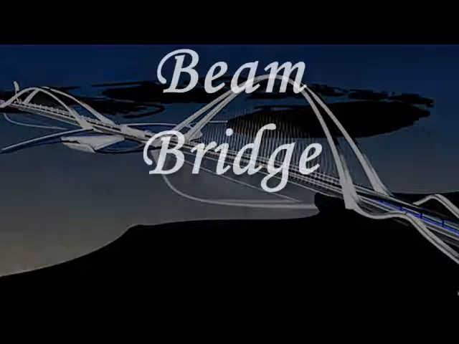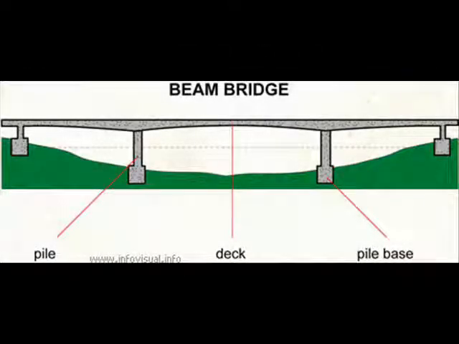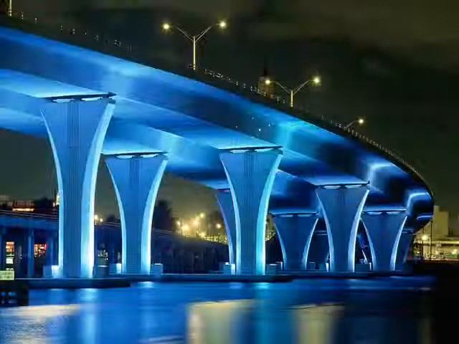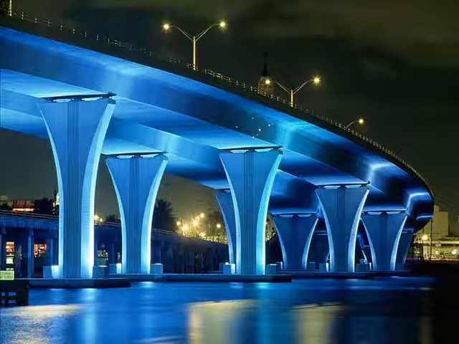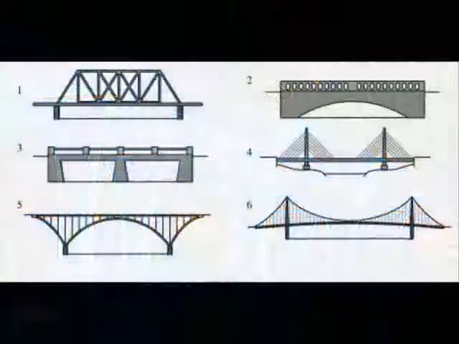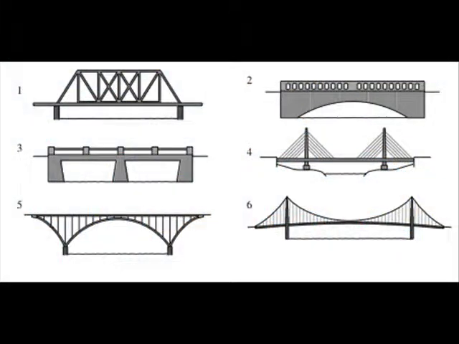The beam bridge. Beam bridges are horizontal beams supported at each end by piers. The weight of the bridge and any traffic on it is directly supported by the piers. The weight is traveling straight downward. The force of compression manifests itself on the top side of the beam bridge deck.